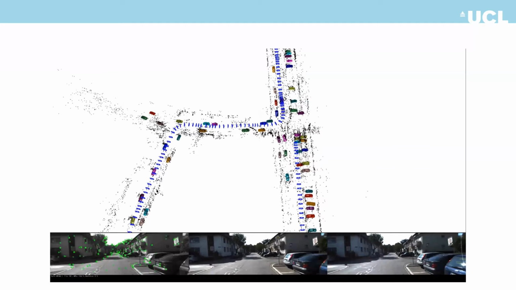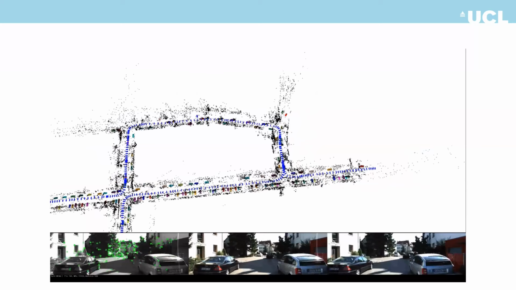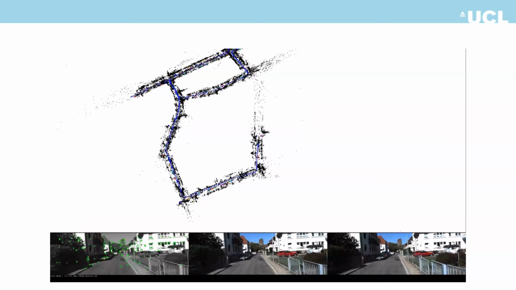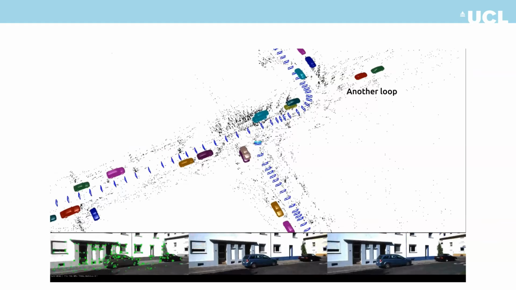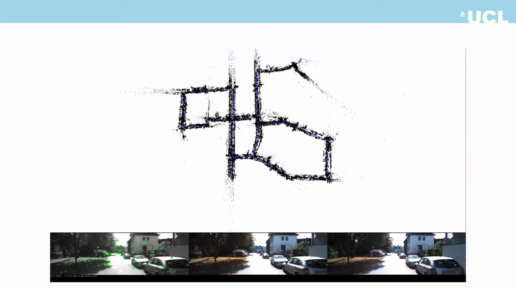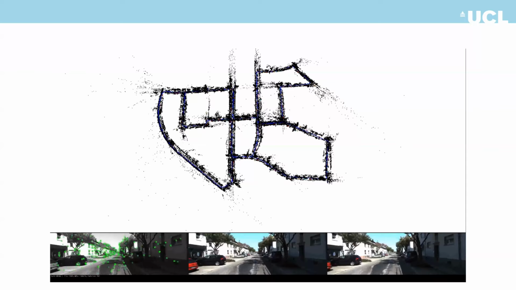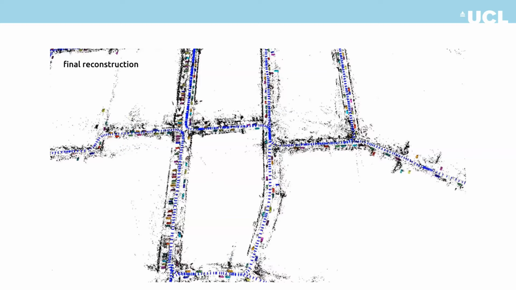You can see the loop is closed and the duplicated objects are merged. And here's another loop. You can see this map has around 400 cars.